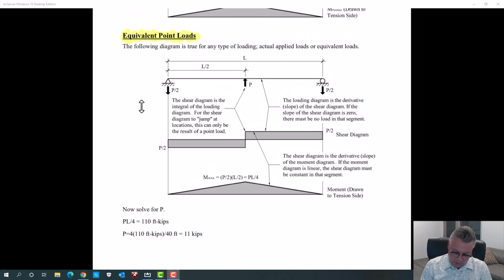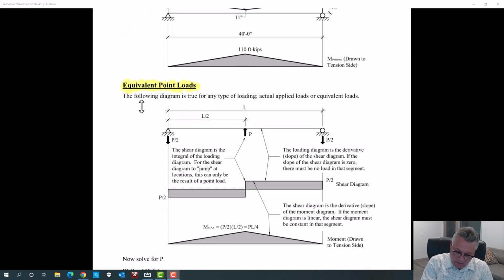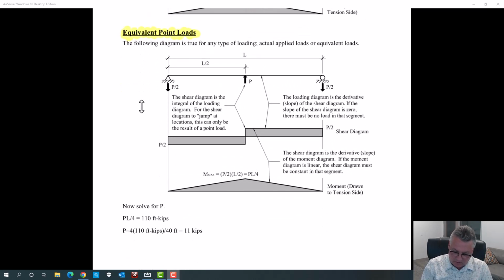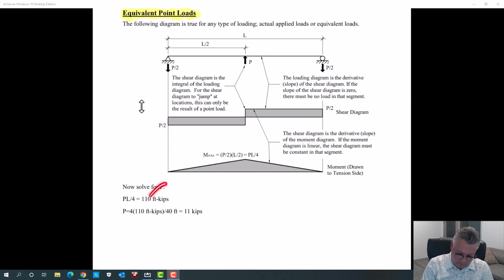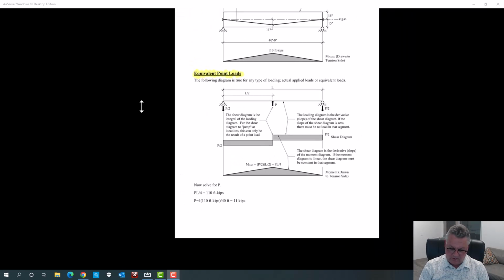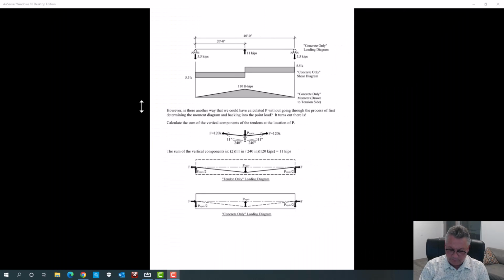So knowing that this was 110 foot-kips, and knowing that that's a point load in the center, PL over 4 is equal to 110, and we can calculate that equivalent load. If there was a load of 11 kips, which there isn't, but if there was, it would create exactly that same moment diagram. Let's see how that can be useful to us.